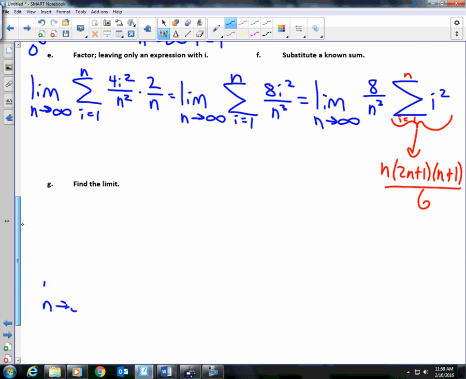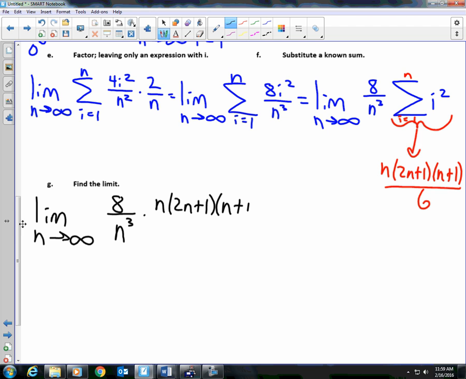That's my substitution. Now instead of having two variables, I have one. And now we just have an expression that involves an infinite limit. We have 8 over n cubed times n times 2n plus 1 times n plus 1 all over 6.